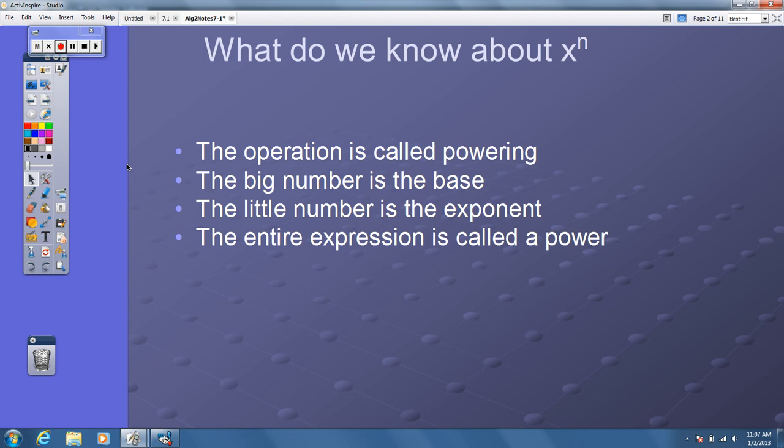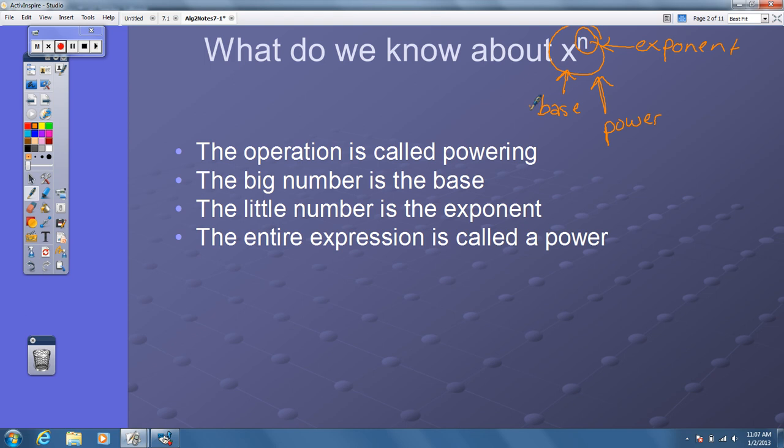Okay, what do you know about x to the n? Well, you guys should know a lot about this. This is called powering whenever you take something to some power. X to the n, the big x here, that is the base. The little number, what do they call that? A superscript, I think. This is the exponent. And the entire expression, when it's considered together, is actually called a power. So that's a little bit of terminology there.